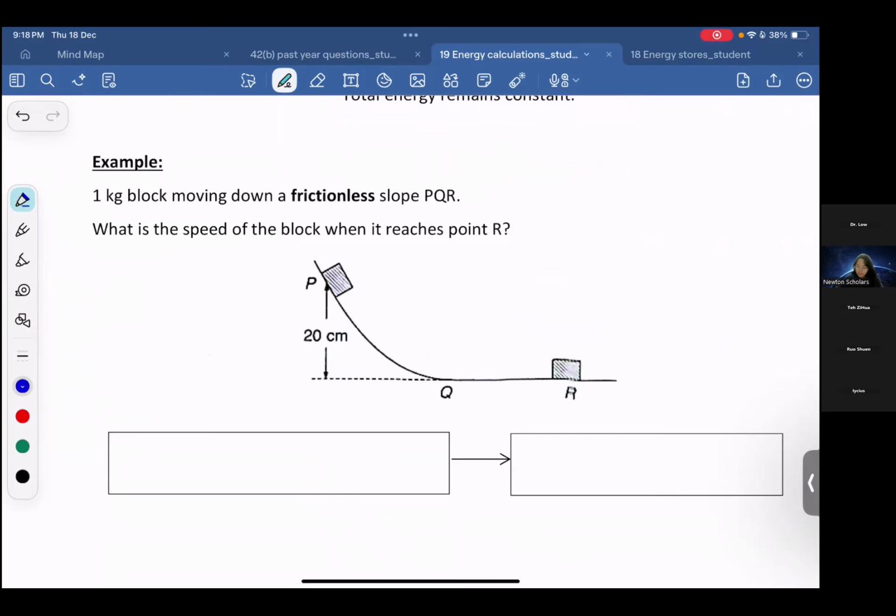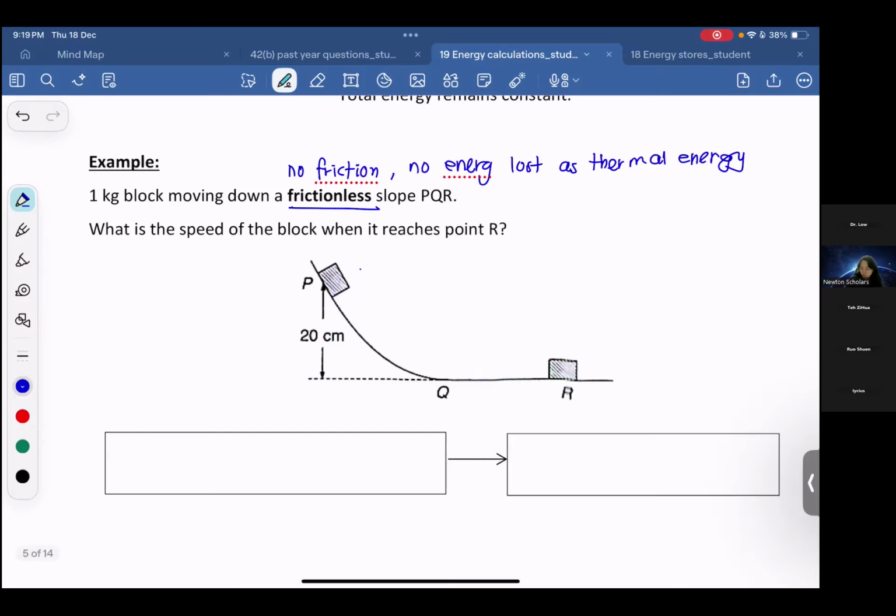A 1 kg block moving down frictionless. That means no friction, so no thermal energy, no energy loss as thermal energy. I will assume this is a perfect case. Ask yourself, starting at point P, we have the 20 cm height. So this one actually is GPE. So here the energy is GPE.